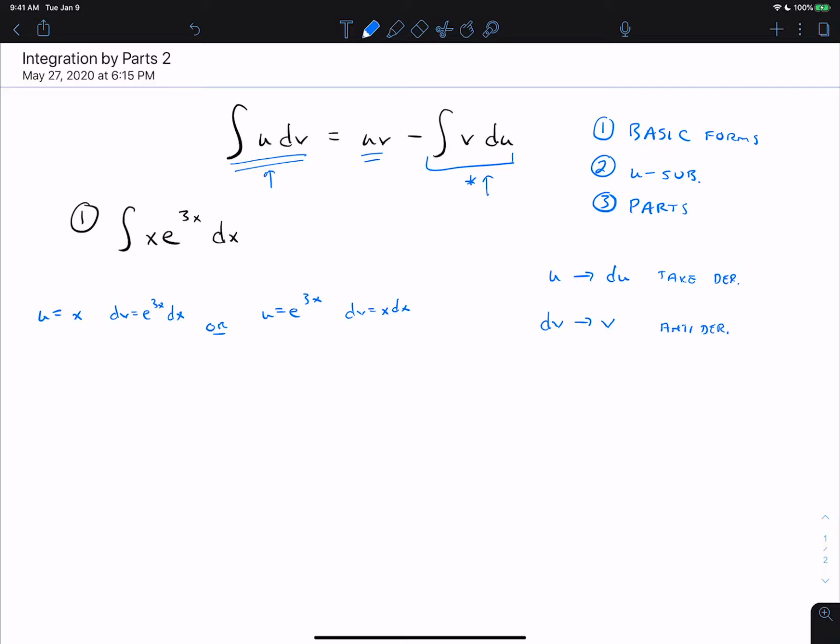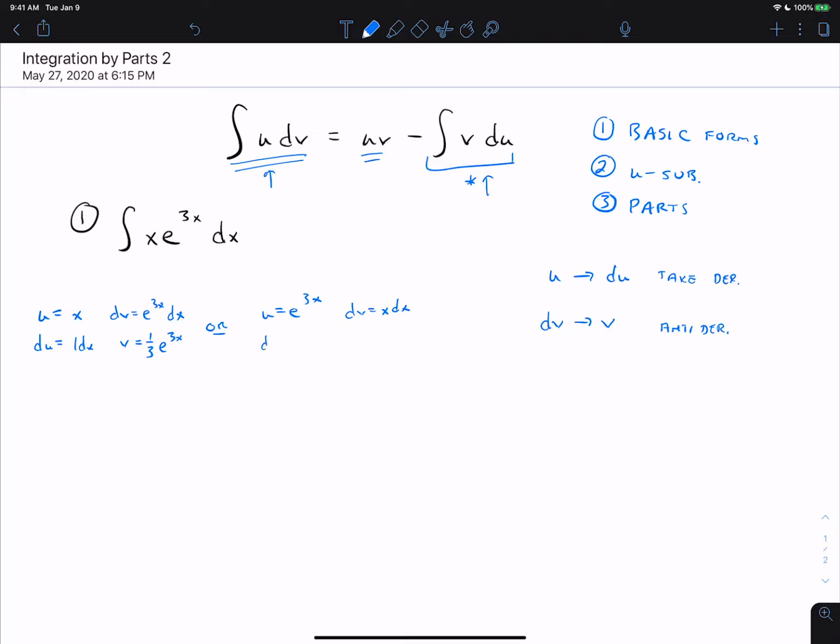Let's think through what's going to happen. If you choose the first setup, if u is x, then du is 1 dx. And if dv is e to the 3x, v is the antiderivative of that, which is 1/3 e to the 3x. So v times du in that case would be e to the 3x times dx, which is a problem that we can handle.